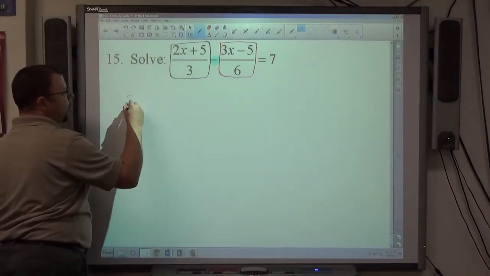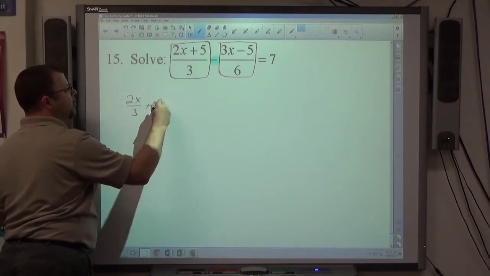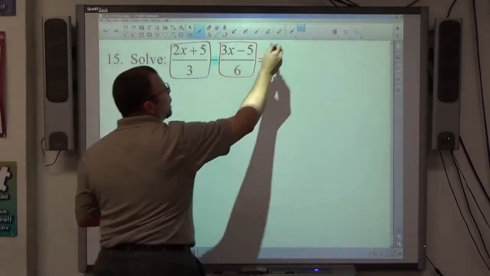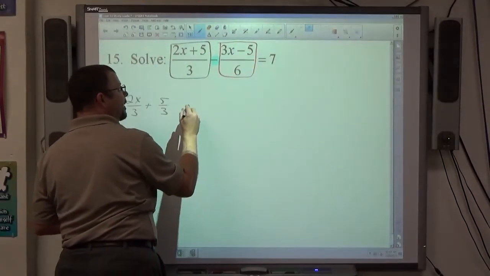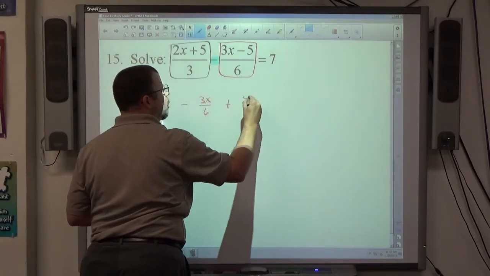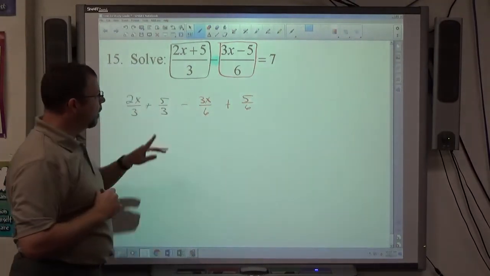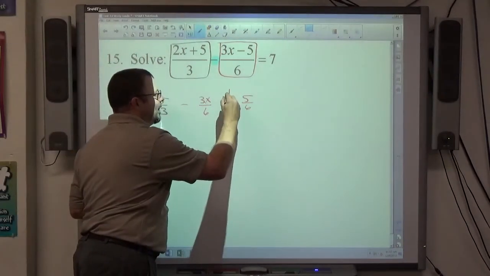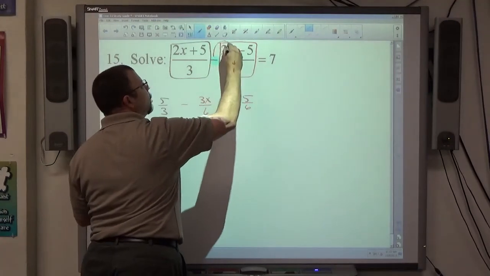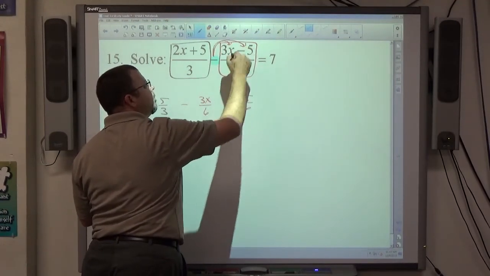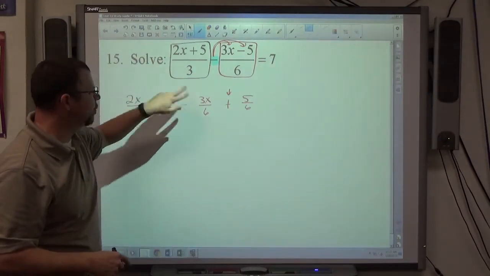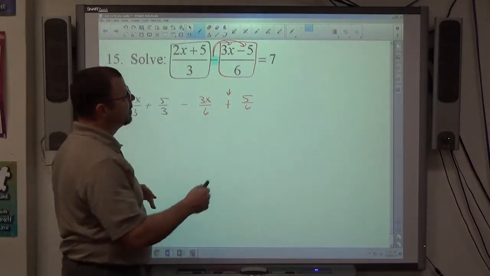(2x + 5)/3 makes 2x/3 + 5/3. You just split apart the numerator objects over the denominator. The second one is going to become -3x/6 + 5/6. The place people mess up is right there. This minus sign is not only hitting the 3x, it's also hitting the -5. So the minus minus makes a plus. You may notice that 3/6 reduces to half. Go ahead and do it if you feel like it. It's not really going to help.